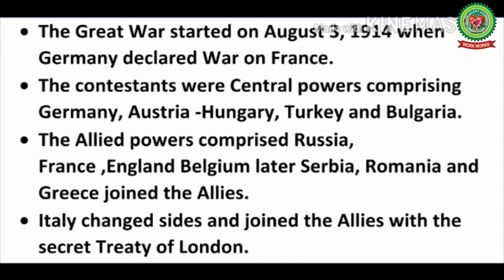Italy changed sides and joined the Allies with the secret Treaty of London. Italy was a country which initially was a part of the Central Powers. Later on, in 1915, when she thought that the German side was going to lose, she changed her side by signing a secret Treaty of London and went with the Allied powers.